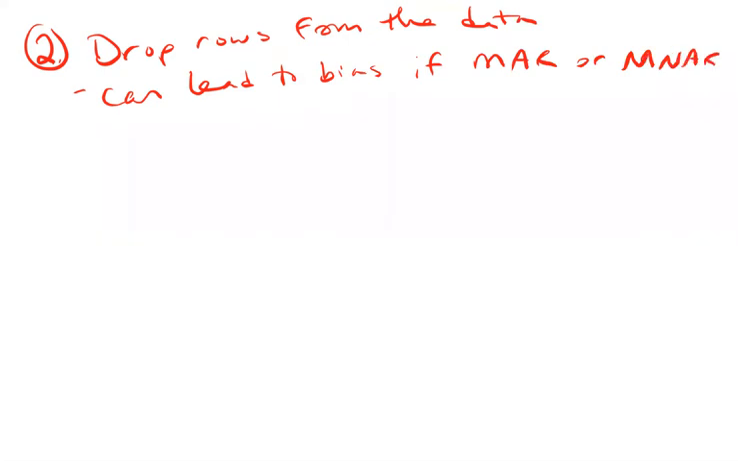Because we've seen that whether a value is missing is correlated with what that value is if you have missing at random or missing not at random. And so just ignoring those values is going to lead us toward the wrong answer.